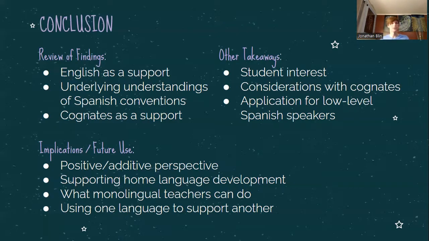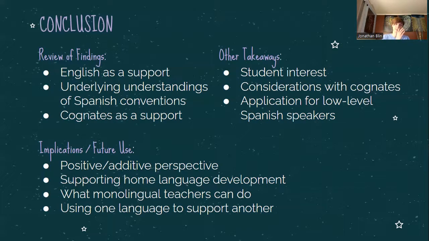And then some applications, some takeaways, and some ways that we can use this in the future. Focusing on positive and additive perspectives is really important for students because it can allow them to see their language as something that's beneficial. And when they value it, it's something they are more likely to practice on their own and do something with. Activities like this can be helpful for that.